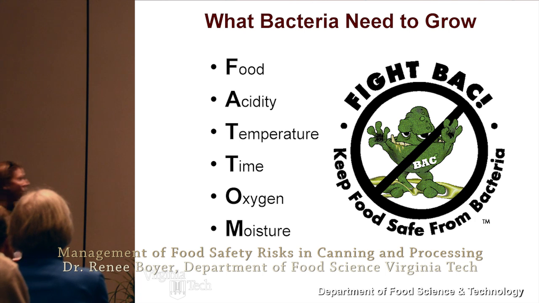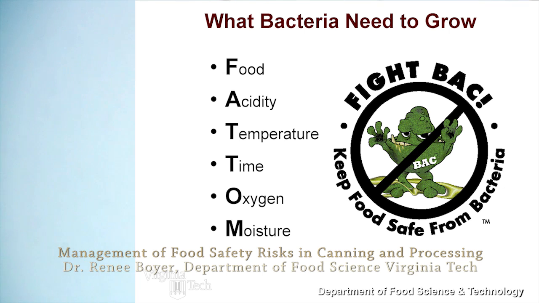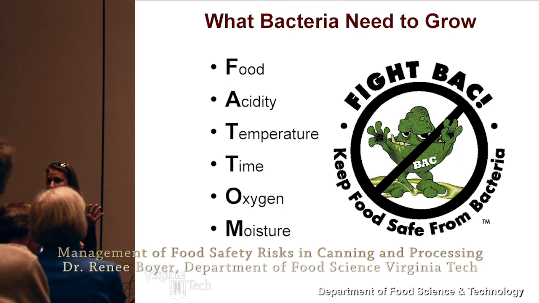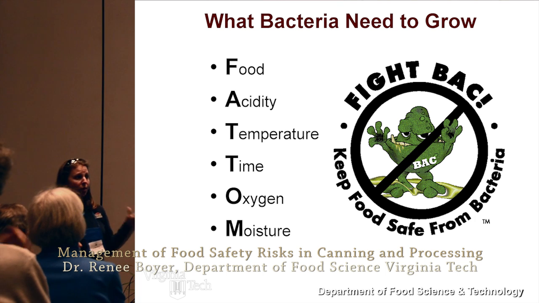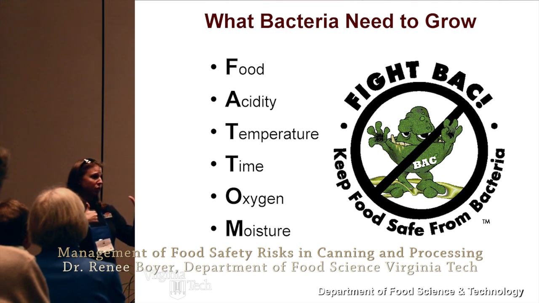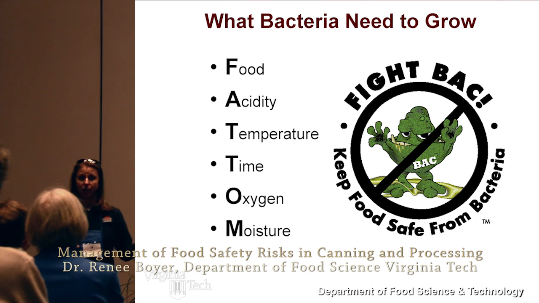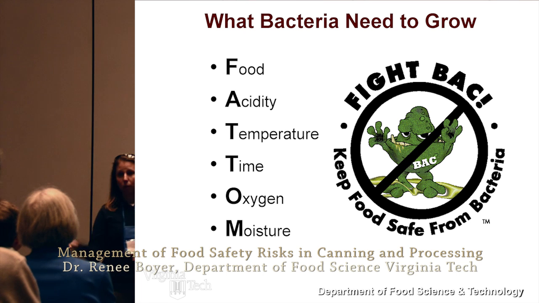Okay? So we have a little acronym that we like to say, FATTOM, that pretty much is what microorganisms need in order to grow: food, acidity, temperature, time, oxygen, and moisture. I'm going to talk about all of those separately. And the way that we preserve foods is we control those different aspects of what they need to grow in order to prevent them from growing, or ultimately kill them so that they don't spoil the food, or cause us to become ill.